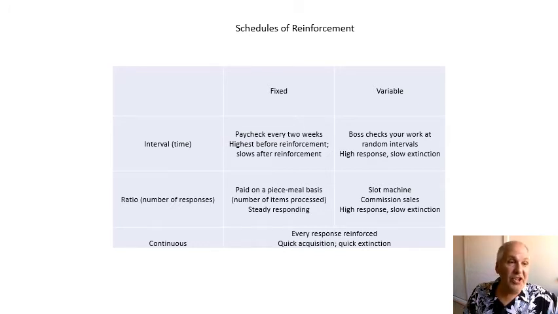Variable ratio schedule. A classic example of that is a slot machine. You might put in 10 quarters, you might put in 2 quarters. It varies how long you have to go before you get reinforced. If you do commission sales, that's also a variable ratio. And the thing about variable ratio schedules is they develop high response rates and slow extinction rates.